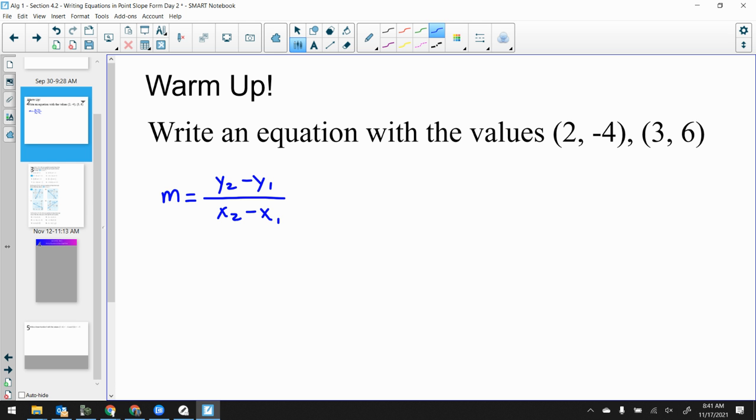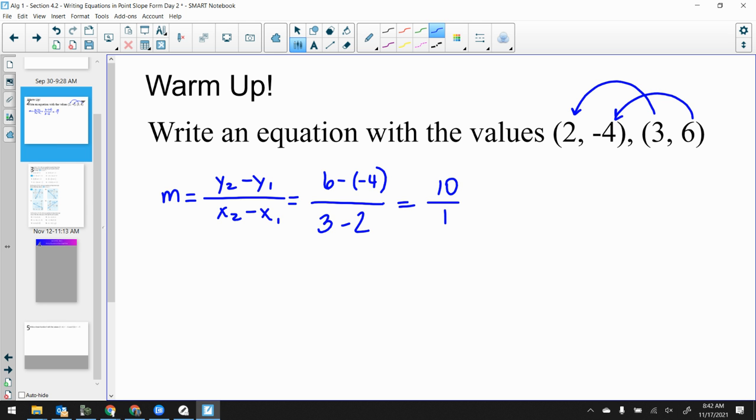Now let's plug the numbers in. 6 minus negative 4, y2 minus y1, divided by x2 minus x1, 3 minus 2. Okay, that's my slope, right? That was on your last test, right? 6 minus negative 4 is 10. 3 minus 2 is 1. So what is my slope? 10.